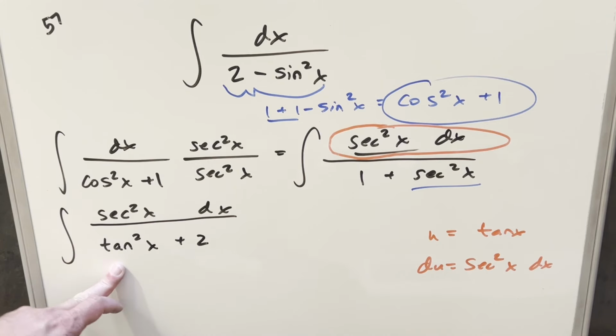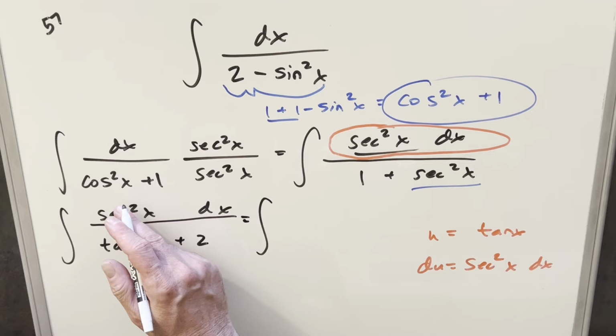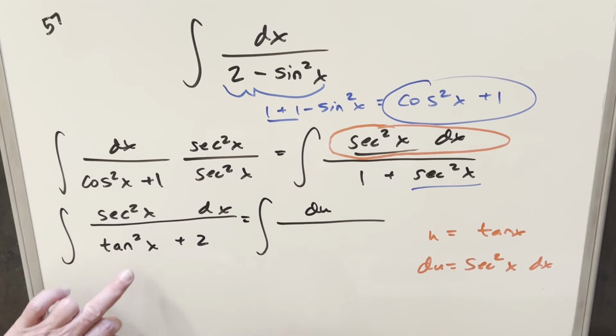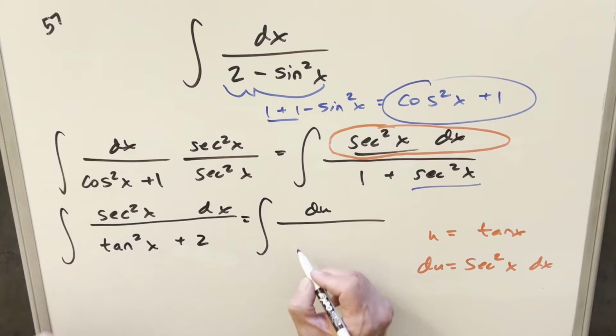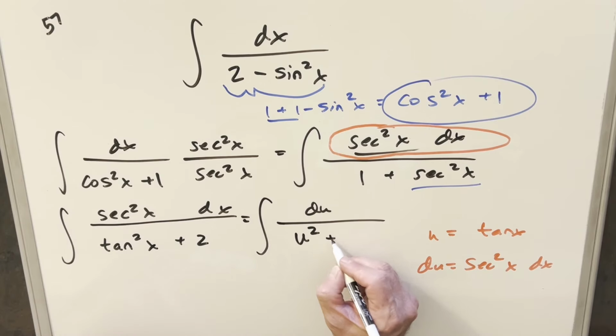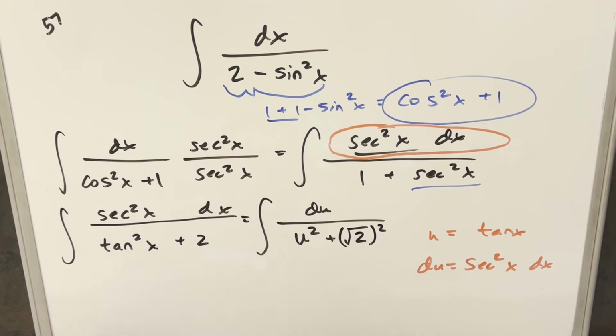But now that we have tangent in the denominator, we can go ahead and use this substitution over here to the right. So what's going to happen is, again, the whole numerator is going to be exactly this du value. Tan x is going to be u, so this becomes u squared plus 2. But for this plus 2, let's actually write this as square root of 2, all squared. And the reason I write it like this is to set this up. Now this is in our formula to use arctan.